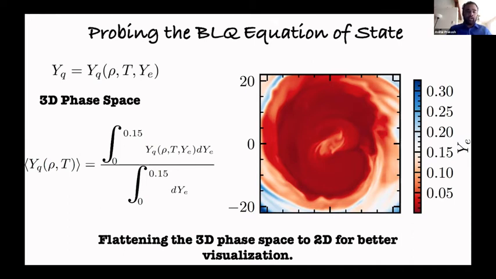However, it is a little difficult to visualize the dynamics of a merger in three dimensions. So solely for visualization purposes, we are averaging over the electron fraction degrees of freedom, flattening this three-dimensional phase space to a two-dimensional one. The range of this averaging, 0 to 0.15, is decided based on the fact that the electron fraction near the core of the remnant will not exceed values greater than 0.15. So this is how we set the upper range for the averaging. Now, if I plot this average quark fraction over densities and temperatures, I get a diagram which looks like this.